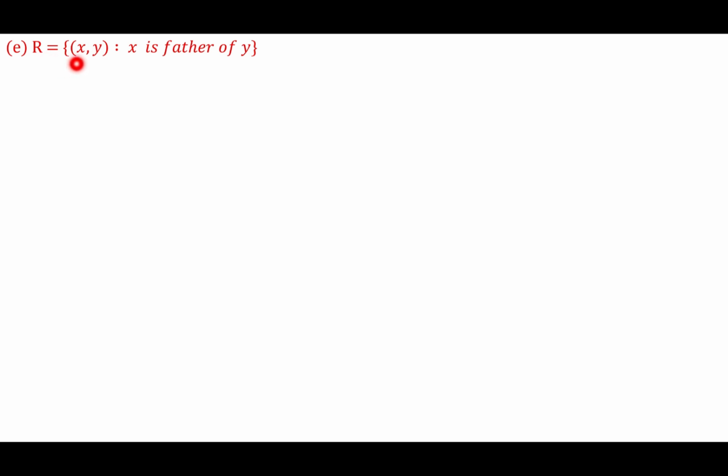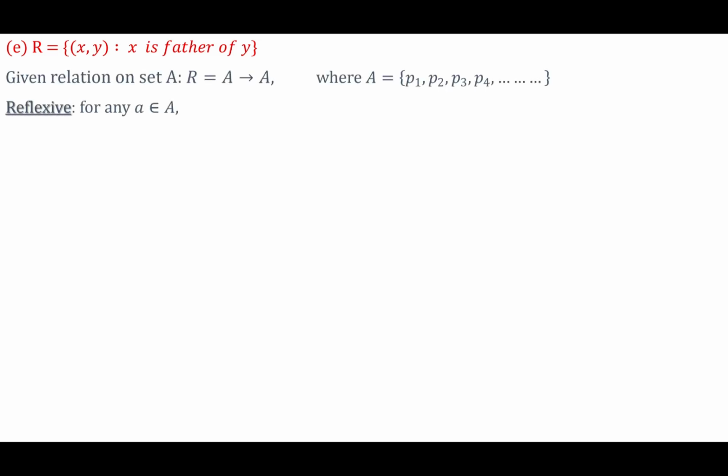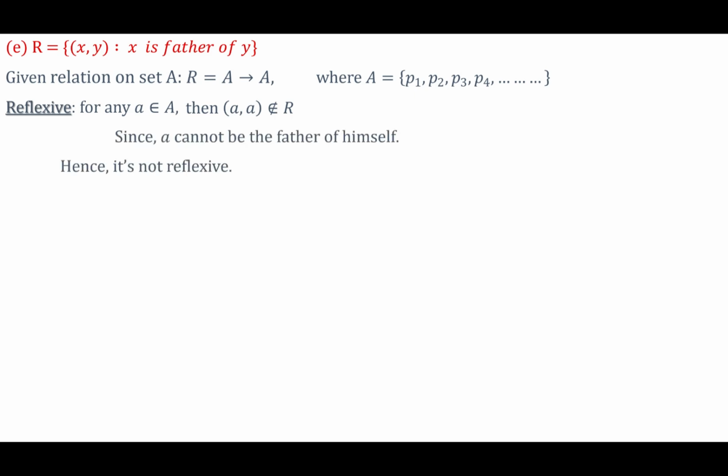Part E. Relation R equals (x, y) such that x is the father of y, which means here the father is x and the son is y. Now we need to check the reflexive relation. For any a belongs to A, (a, a) does not belong to R, because I cannot say a is the father of a. So it is not a reflexive relation.